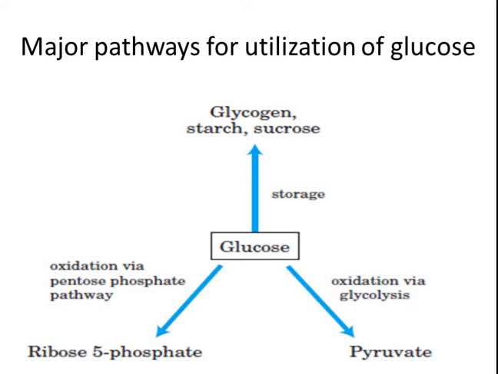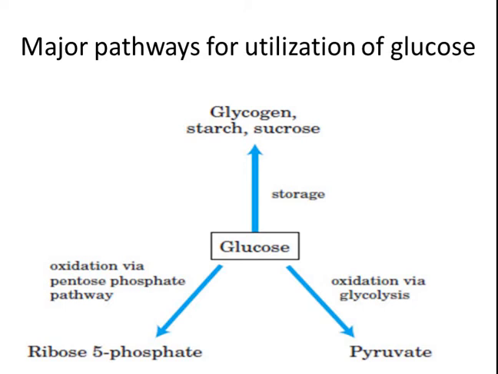It may be used in the synthesis of complex polysaccharides like glycogen or starch, or it may be oxidized to a 3-carbon compound like pyruvate via glycolysis to yield ATP and metabolic intermediates, or it may be oxidized via the pentose phosphate pathway to yield ribose 5-phosphate for nucleic acid synthesis and NADPH for reductive biosynthetic processes.